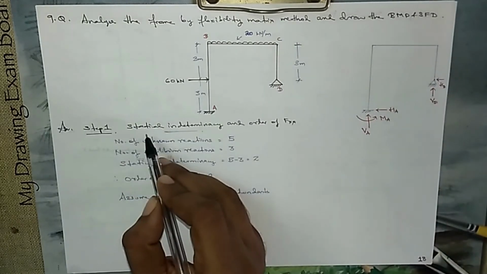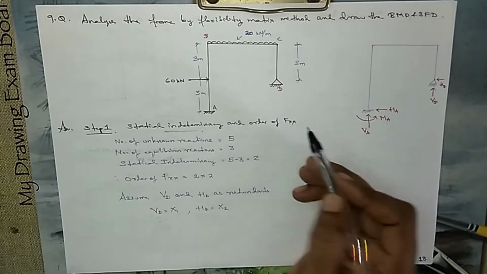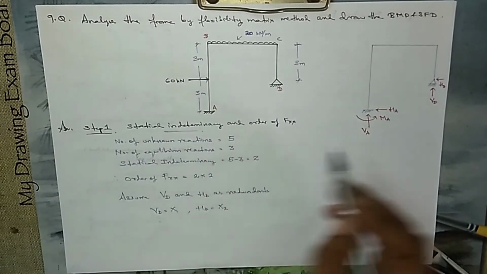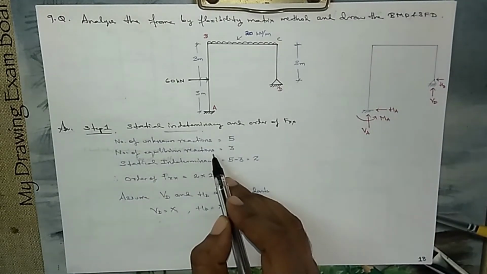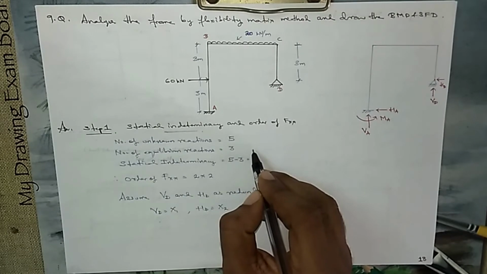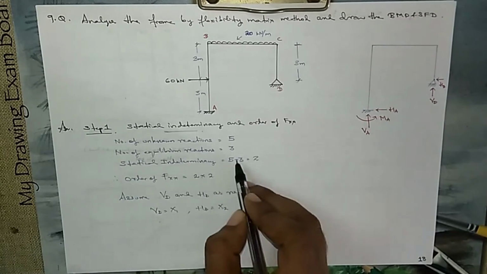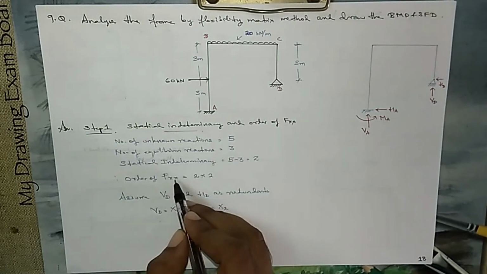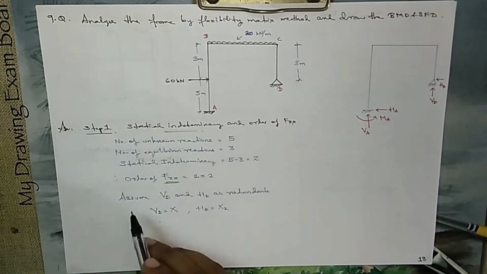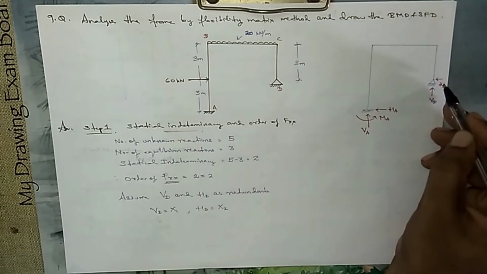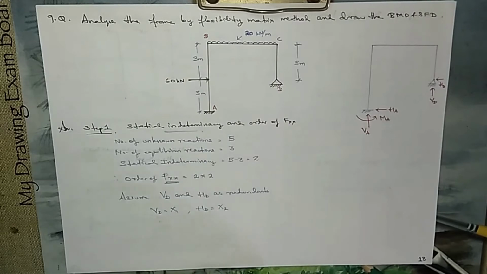So the first step is finding the statical indeterminacy and order of flexibility matrix. Here the number of unknown reactions is 1, 2, 3, 4, 5, and the number of equilibrium equations is 3, that is sigma V equals 0, sigma M equals 0 and sigma H equals 0. So statical indeterminacy is 5 minus 3, that is 2. So the order of flexibility matrix Fxx is 2 by 2. Now I am assuming Vd and Ht as the redundants, so I am marking them as x1 and x2.